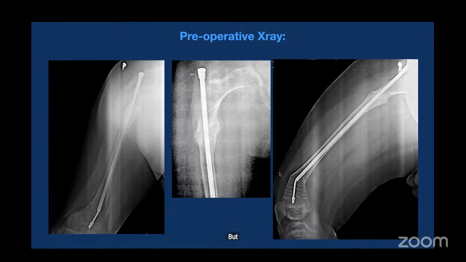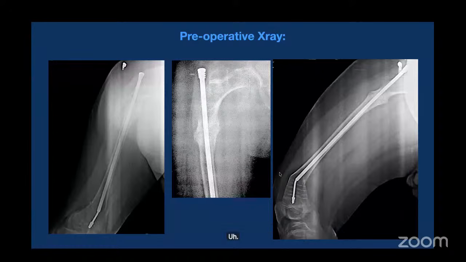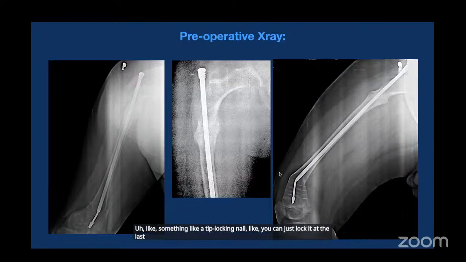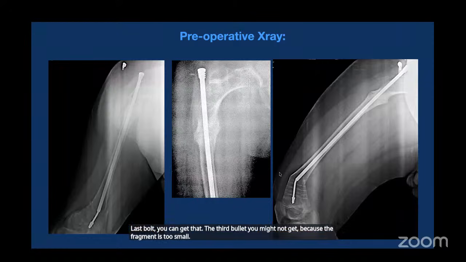But if you're putting the nail here, another thing is how much working length you're going to get, because the distal fragment is too small here. You may just get something like a tip locking nail, where you can lock it at the last screw, last bolt. The third bolt you might not get because the fragment is too small around that area.